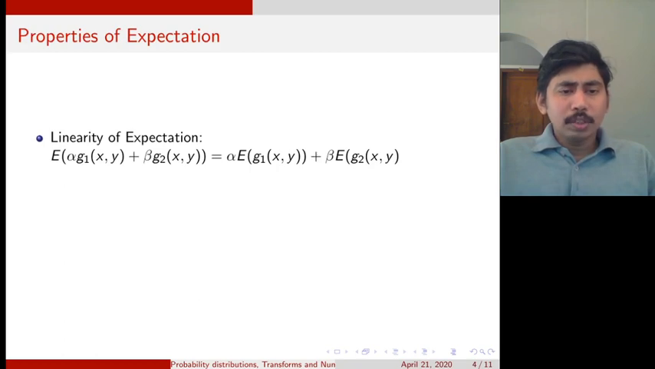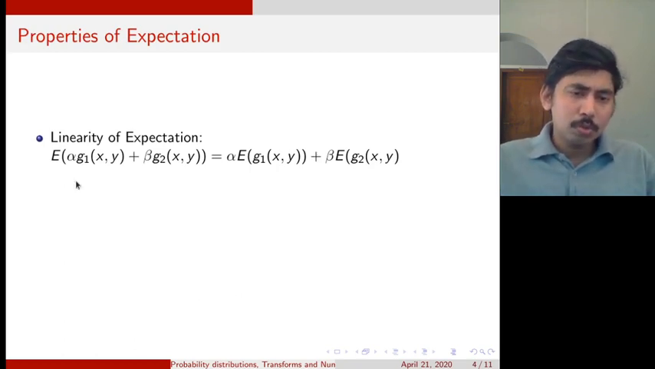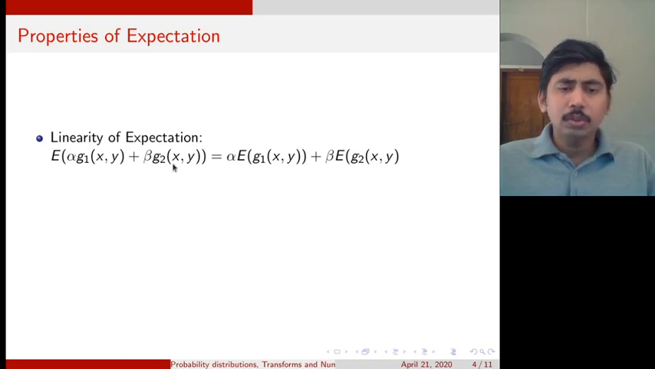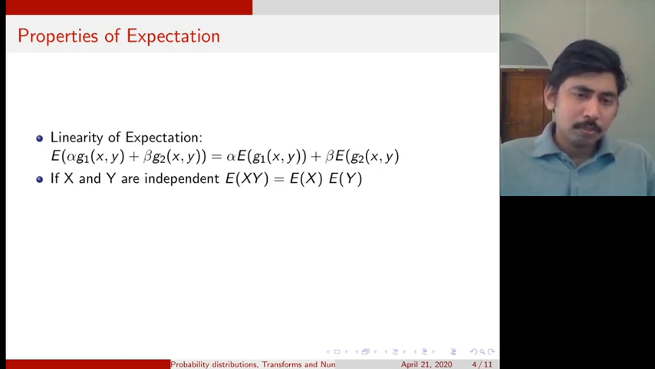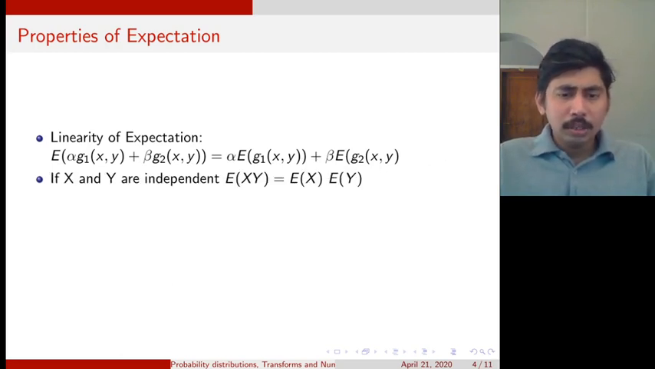So, the properties of expectation. The first property is that expectation is a linear function. So expectation of a constant into the first function plus a constant into the second function: the constants can be taken outside and you can split it by plus. So expectation of alpha g1 of x, y plus beta g2 of x, y equals alpha into expectation of g1 of x, y plus beta into expectation of g2 of x, y. If x and y are independent, then expectation of xy equals expectation of x into expectation of y.